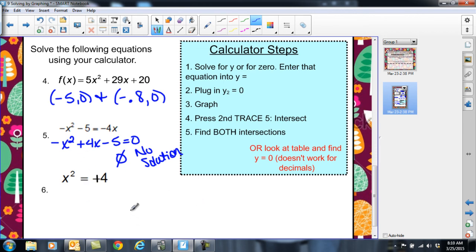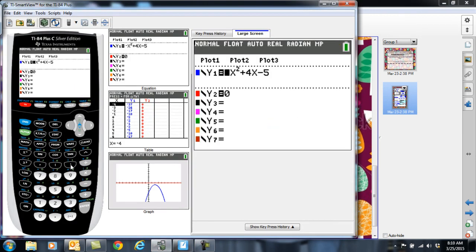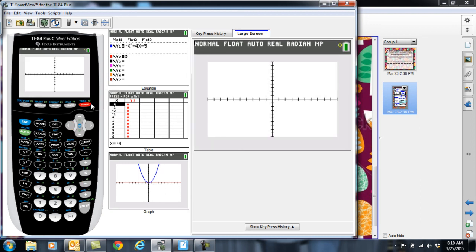So last one, I have x squared equals positive 4. Well, I've got to get that to equal 0, so I'm going to subtract 4. So I have x squared minus 4 equals 0. And so I'm going to grab my calculator and type that in. So I have x squared minus 4. My minus sign disappeared, minus 4. And I'm going to leave y2 equals 0. I'm going to graph it so I can make sure I can see my intersection points. And I can. There are 2 of them, and I'm going to have to find them both.